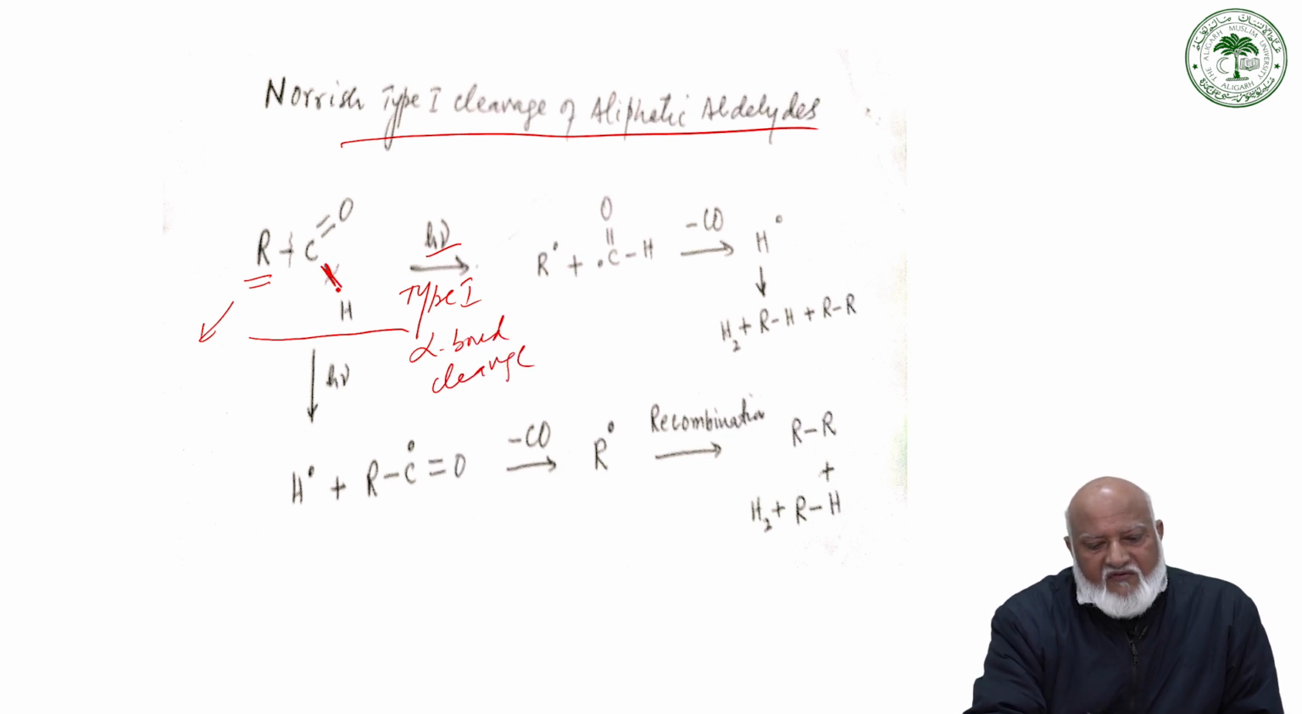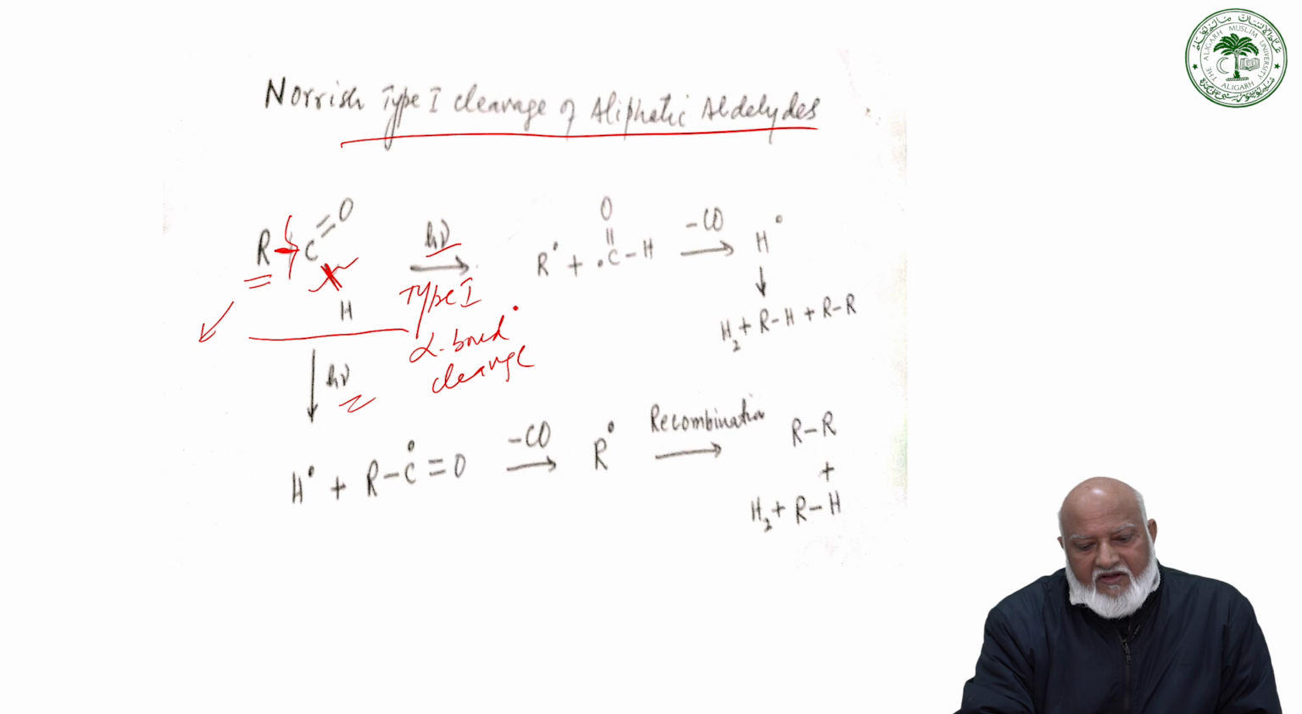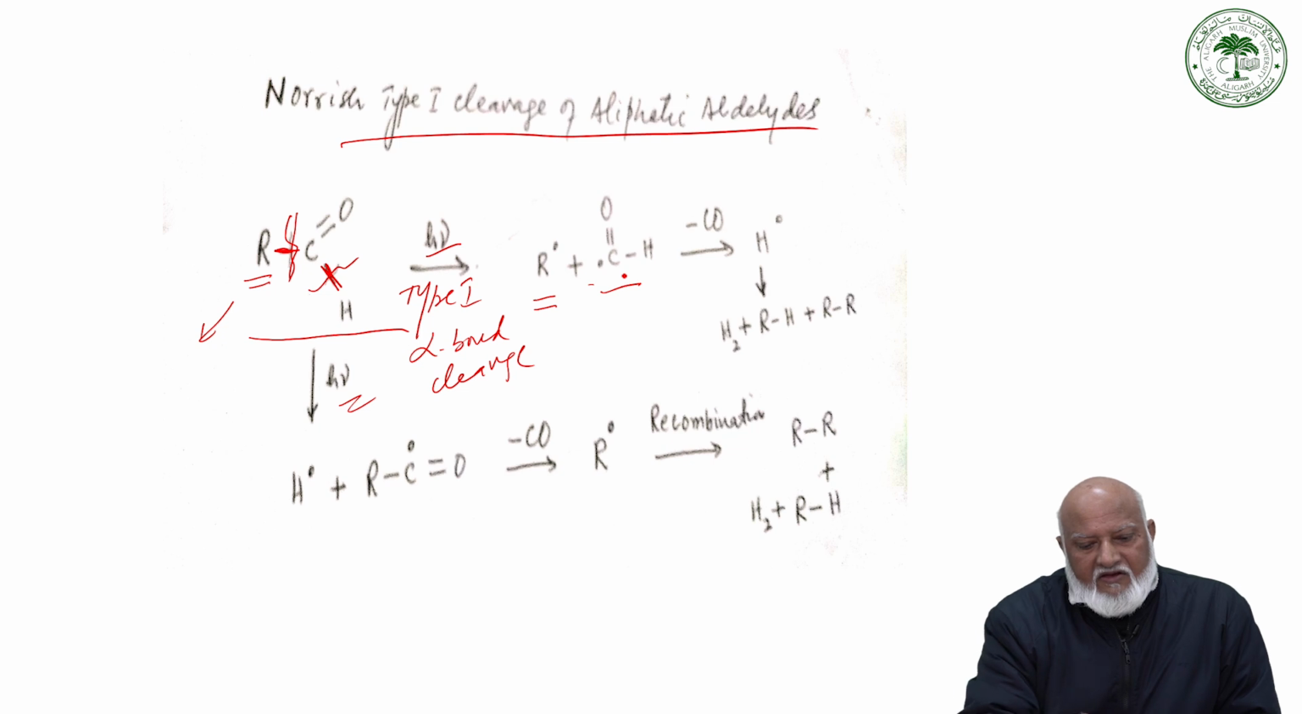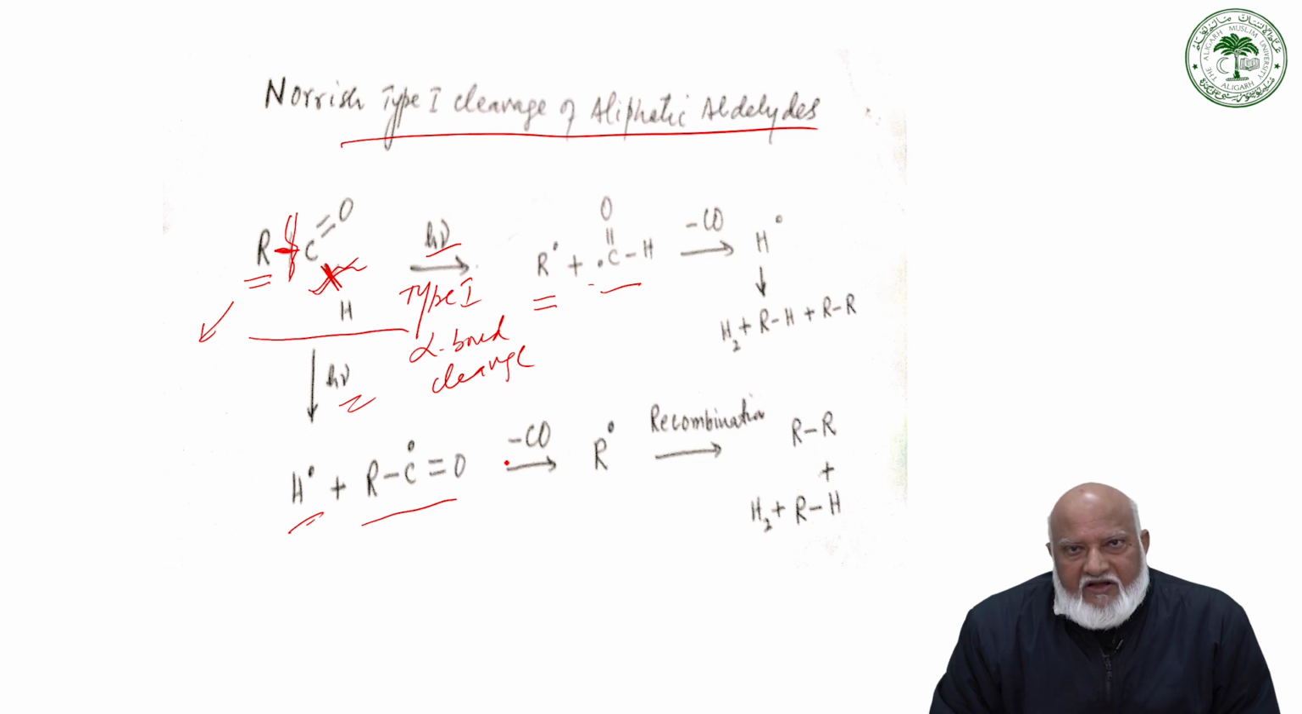These are the 2 alpha bonds. So it can cleave either this or this. It has been shown that cleaving this bond gives you an R radical and an acyl radical. If this bond cleaves, it gives a hydrogen radical as well as an acyl radical, RCO. This is the first step where the light is required.